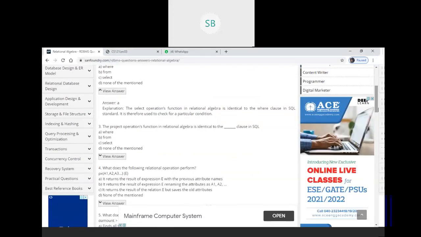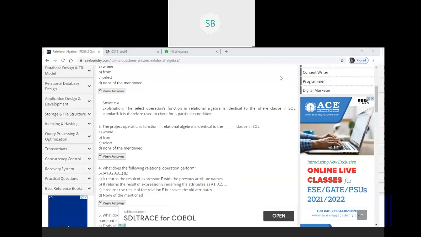Now, next question. The project operation in relational algebra is identical to the dash clause in SQL. Where, from? Others? If one says from, all will say from. No, it is select this time.